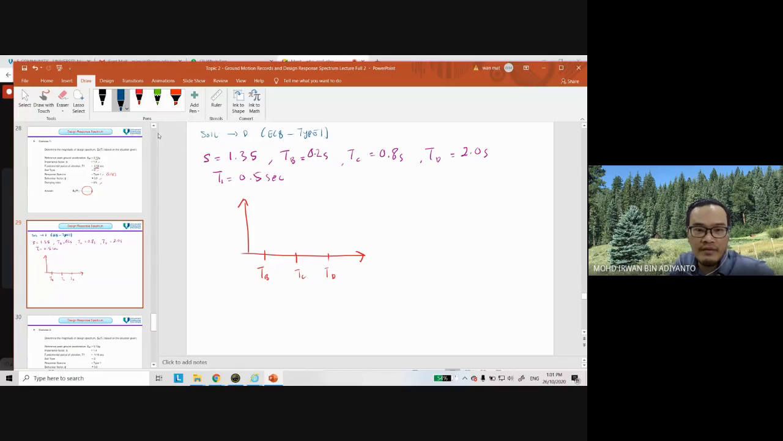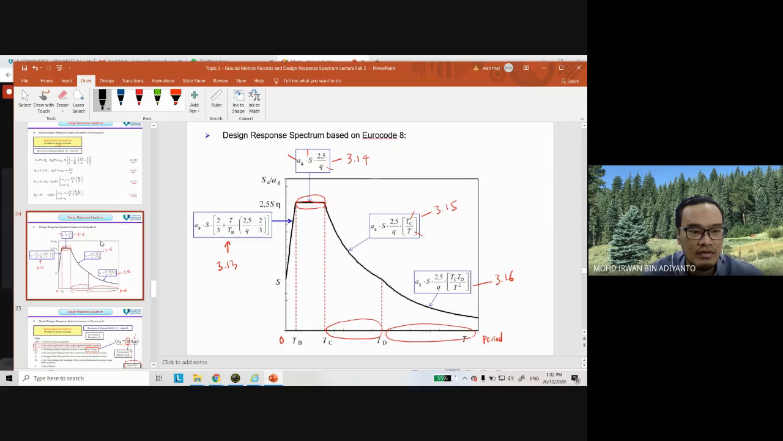Your TB. So your T1 is 0.5 second. So let's say it's located here. Okay. So we refer back to our equations in Eurocode. If T1 is located between the TB and TC, so we use this equation, okay?